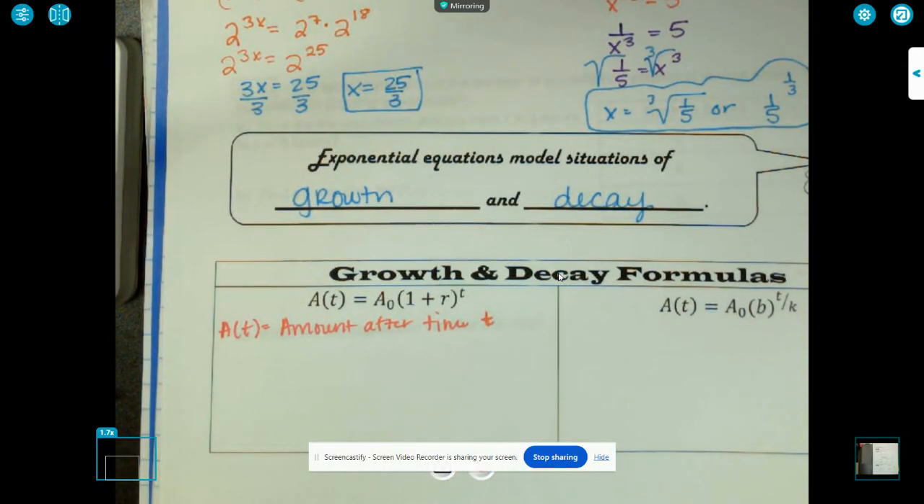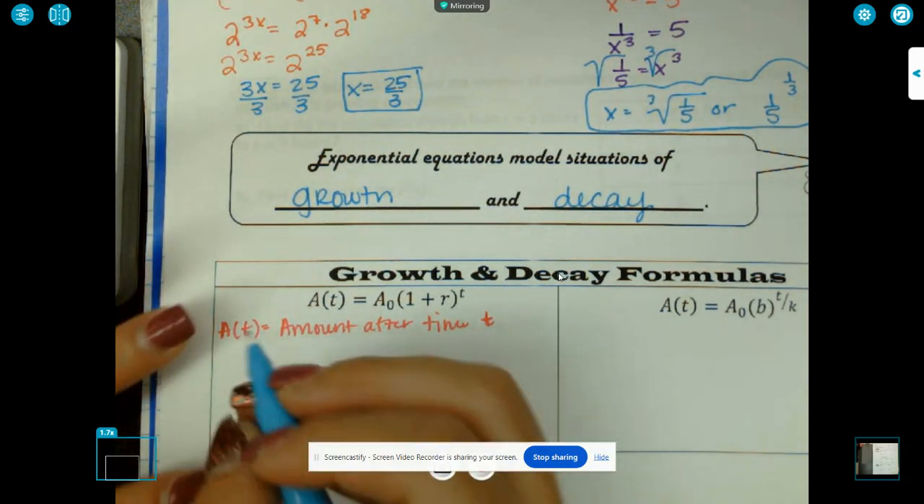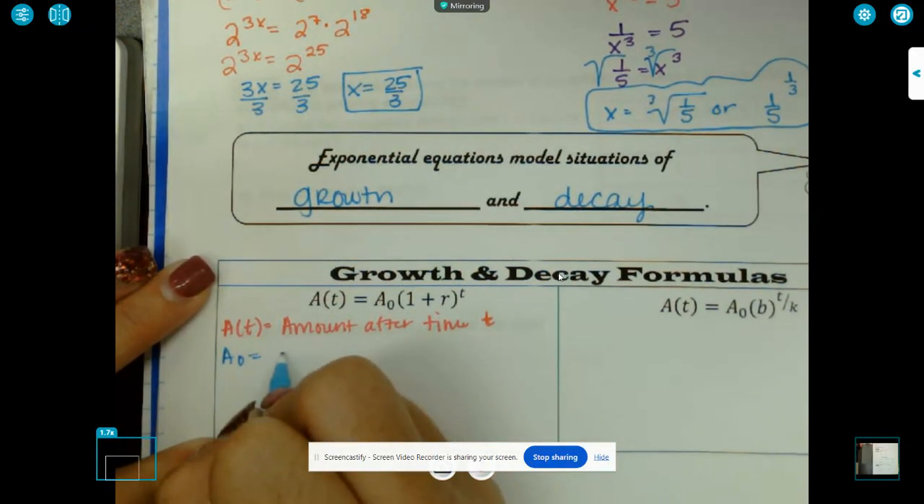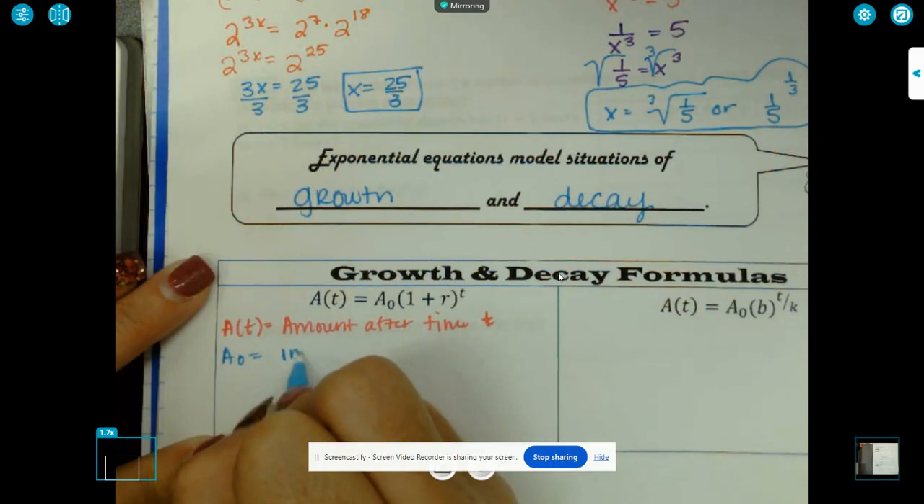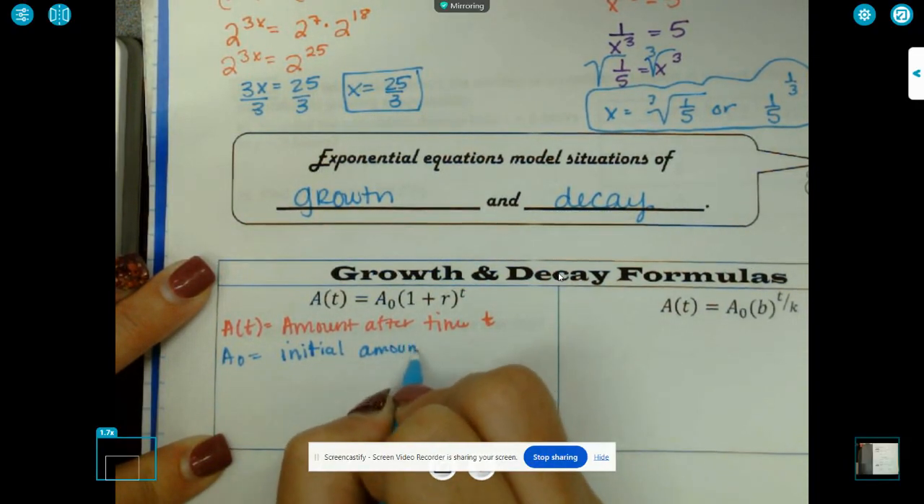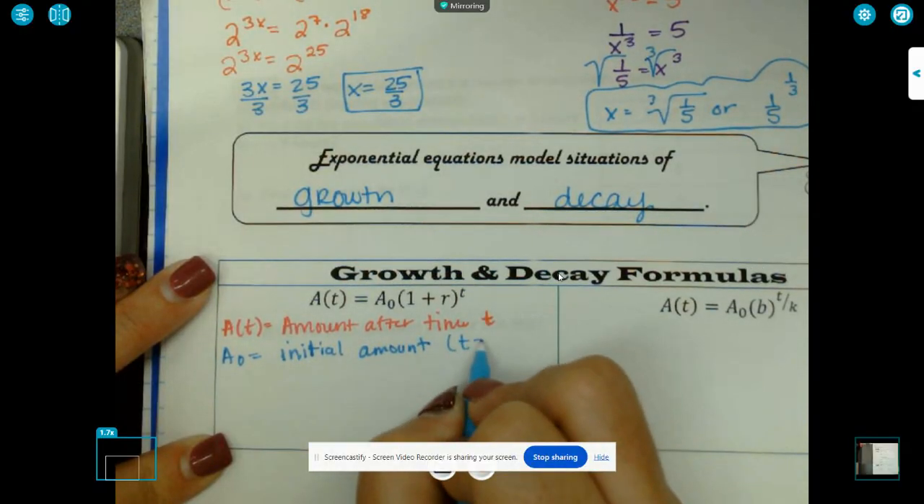Like your A of t, if I ask you how much your house is worth after 10 years, after you get that value, that is your amount after 10 years. That would be your A of t. All right, A of 0 is our what amount? It's your initial, your starting amount. That is when the time equals 0.